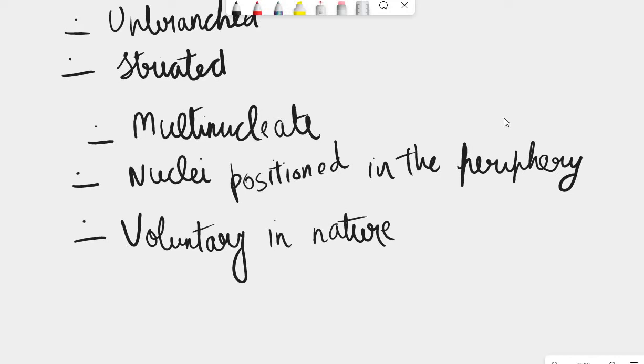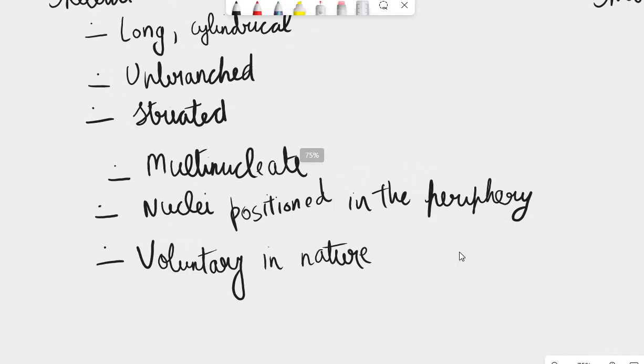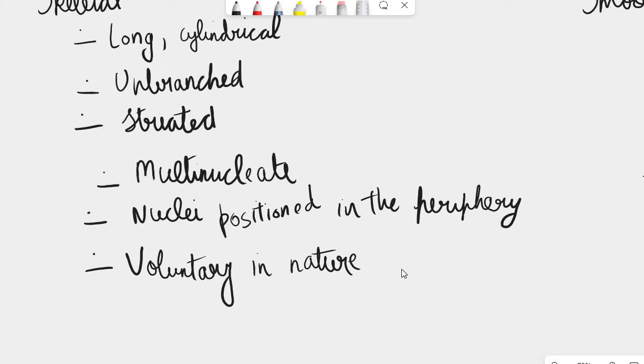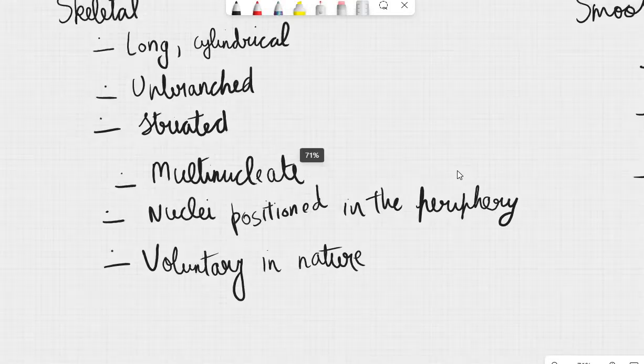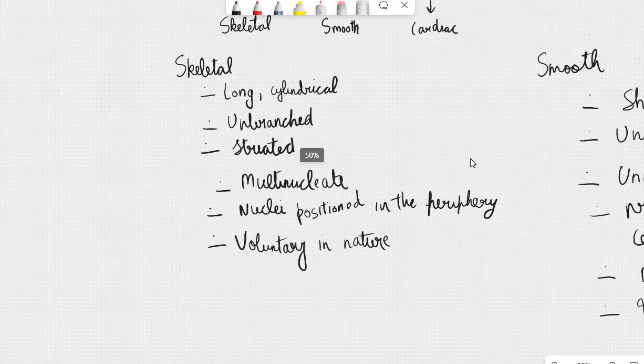The last point, they are voluntary in nature. This means that we can consciously control them according to our will. This is unlike the other two types of muscular tissues. Since we cannot control them, they function automatically. But the skeletal muscular tissue we can control according to our will. So now that we have covered the first type of muscular tissue, the skeletal tissue, let's move on to the next.